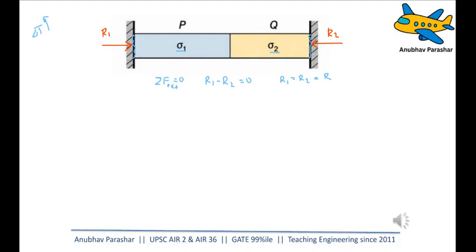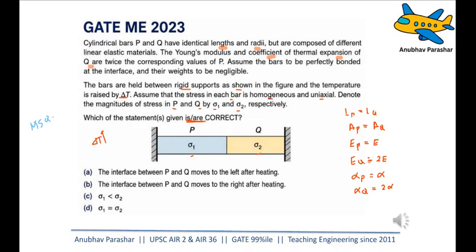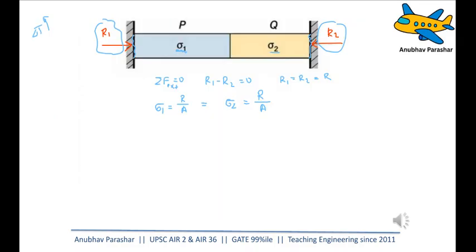Now, if you want to calculate the stress sigma 1, sigma 1 is nothing else but the force which is being applied on P. That force is nothing else but R1, which is equal to R, divided by its area. And what will be the stress on Q? Sigma 2 is again the force on Q, which is nothing else but R, and its area is also A. So you can clearly see that both sigma 1 and sigma 2 are equal. So this makes our last option, option D, correct.